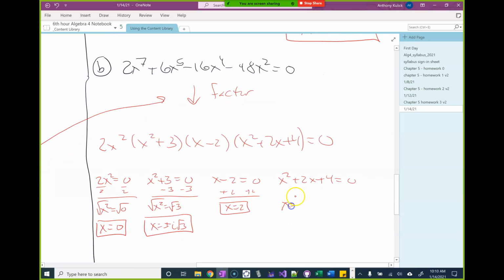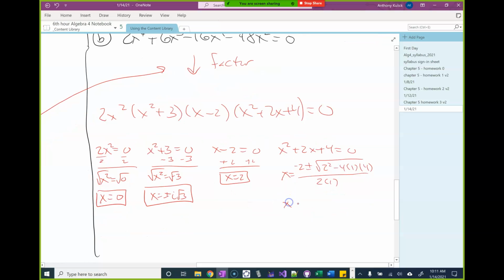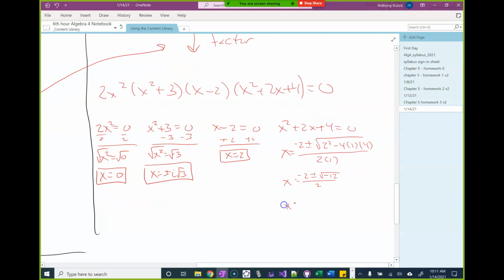Okay, so let's see. 2 squared is 4, minus 16 is negative 12. So we're square rooting it. And note that 12 is 4 times 3. So the square root of 12 is the square root of 4 times the square root of 3. And the square root of 4 is just 2. So I can rewrite this as negative 2 plus or minus 2i square root 3 over 2.